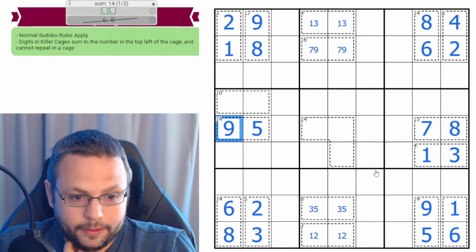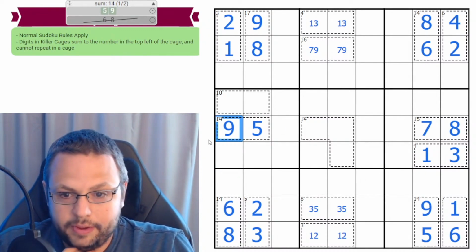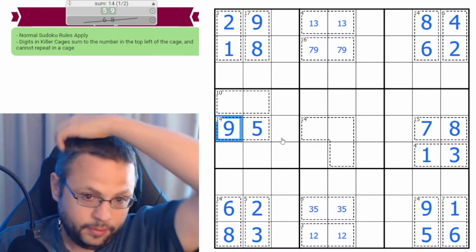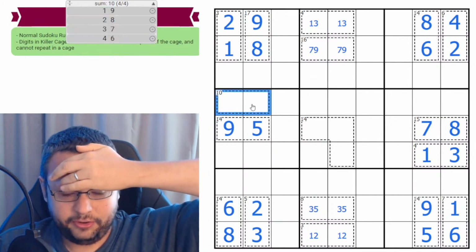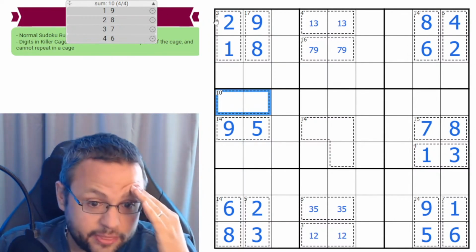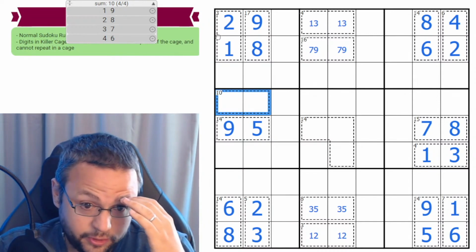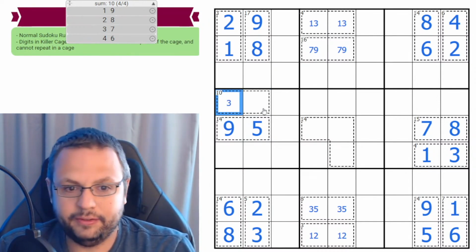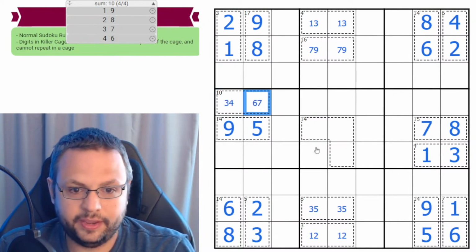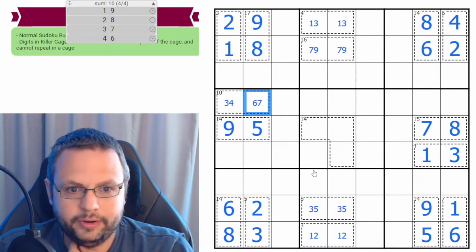Okay. We've got now this 10 cage can't have a 9, can't have a 2. So this is either 3, 7 or 4, 6. And so it's either 3, 7 in this direction, or it is 4, 6 in this direction. I don't know which yet.